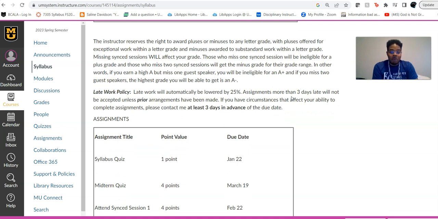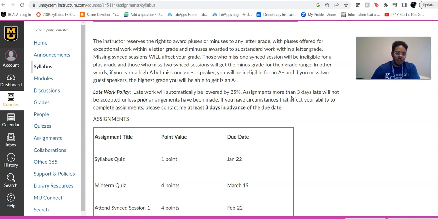Now, the sync sessions are mandatory, y'all, and you cannot miss those. And if you do miss those, then that is probably going to affect your grade. If you would have had an A+, but then you miss a sync session, that is going to go down to an A. I actually said that all wrong. Okay, if you get an A, but you miss a sync session, you're going to go down to an A-. If you miss two, you're going to go down to a B+.